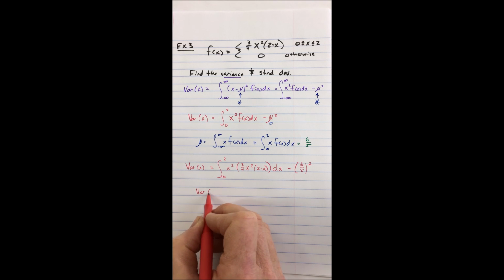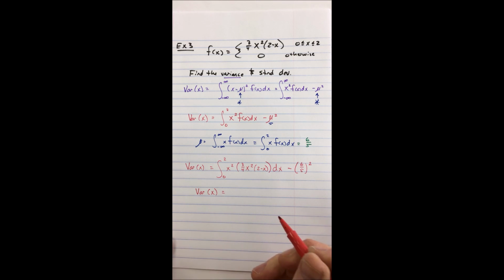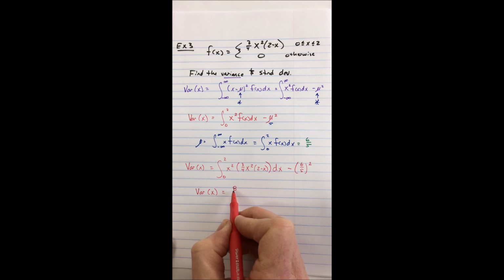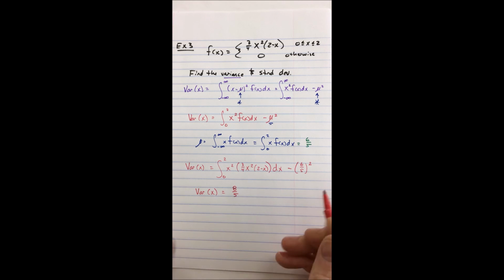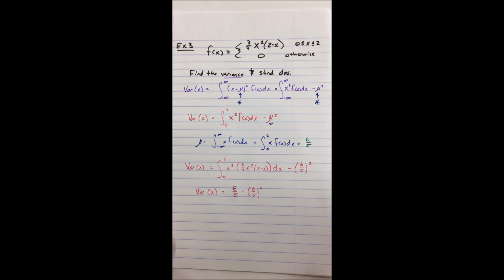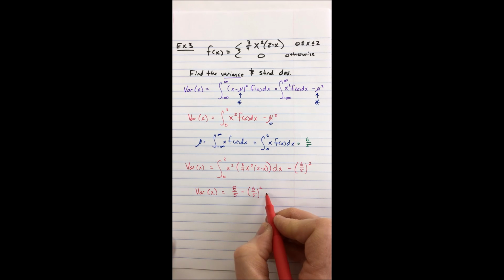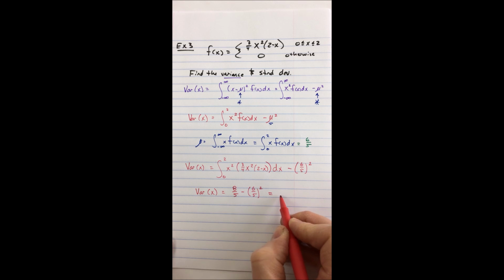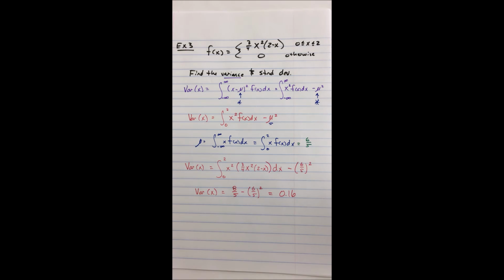But for the sake of time, because this is already getting longer than I was hoping it would be, we will end up with 8 over 5 for the integral, and then minus 6 over 5 squared, and that turns out to be 0.16. We could write that as a fraction, but it's just easier to write it this way because of the next step.